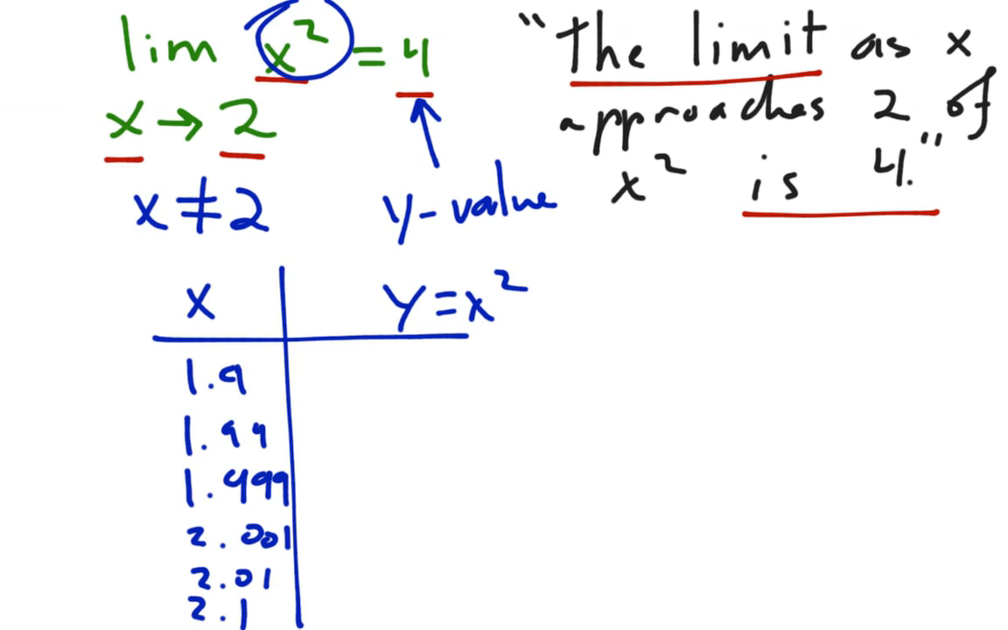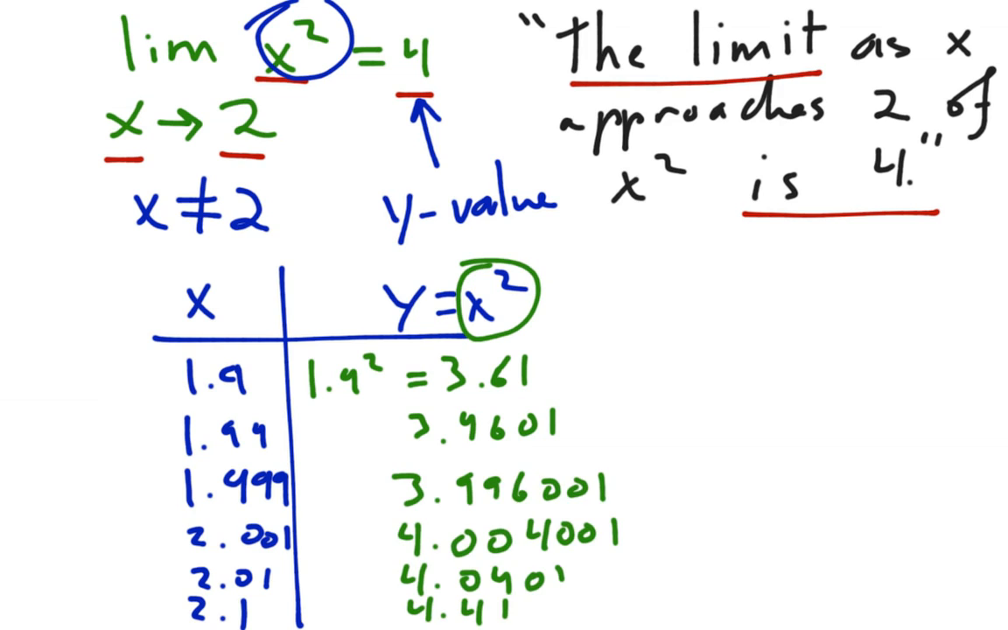And now what I'm going to do is I'm going to evaluate what x squared is at each of these x values. So I simply plug in 1.9 squared, and I'm going to get 3.61. Then I'm going to continue this process. 3.9601. Haha, I can write fast. This is nice. So notice that these x values are trending towards what? They're trending towards 2. Look at that, 2.